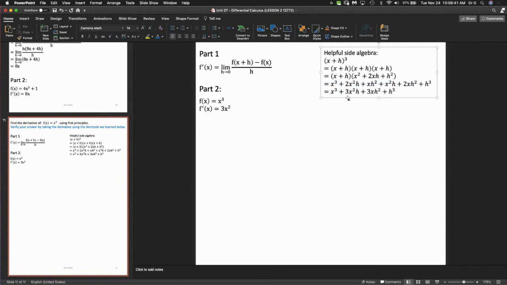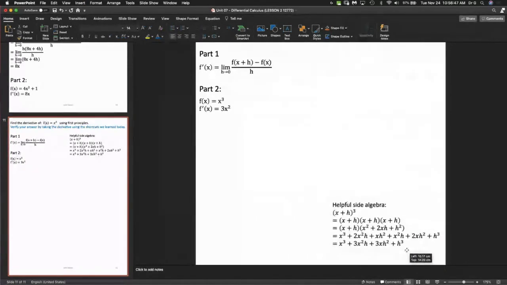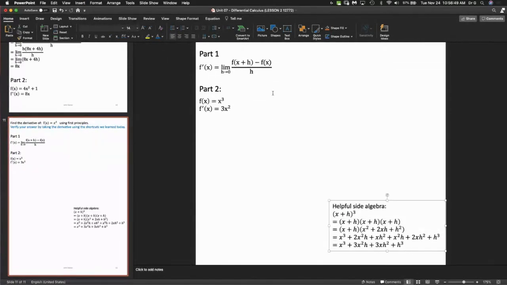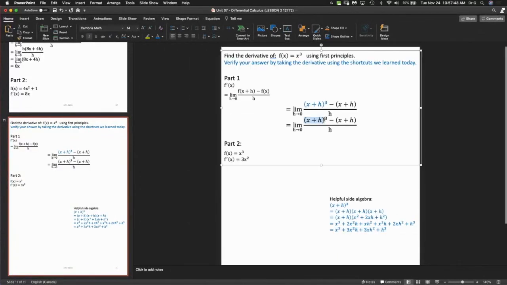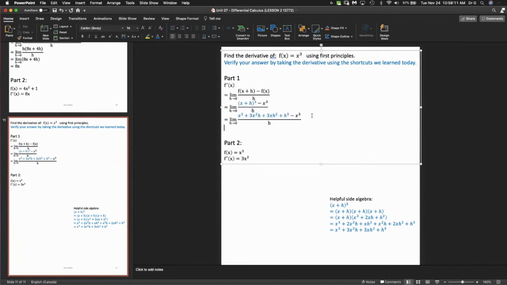Anyway, that little thing on the side should save you a little bit of time with the question. So I'm just going to dump that down here at the bottom so it's out of the way. You can use that to your advantage here. All that work I did on the side goes right here. That's why it's so important to know how to do your algebra and expanding binomials.